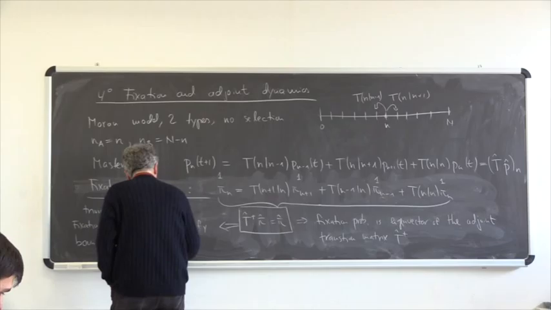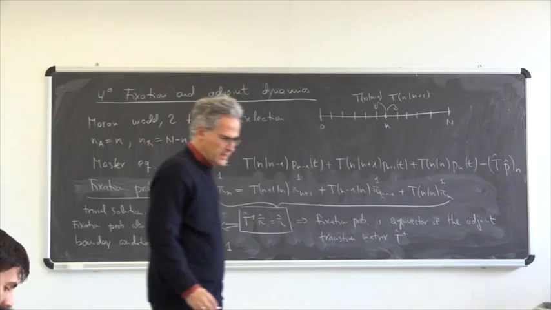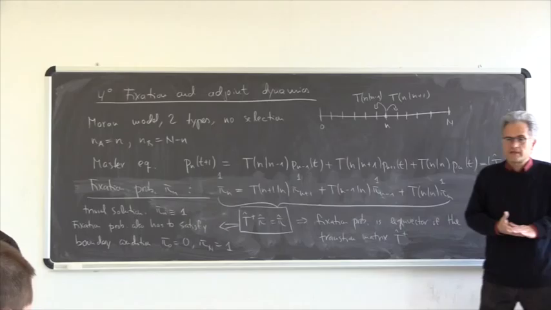Pi 0 is equal to 0, and pi n is equal to 1. Well, and that's essentially what we ended up doing in the calculation. We solved this recursion relation subject to these boundary conditions, and that gives rise to the fixation probability.